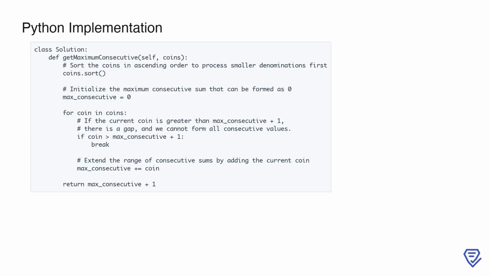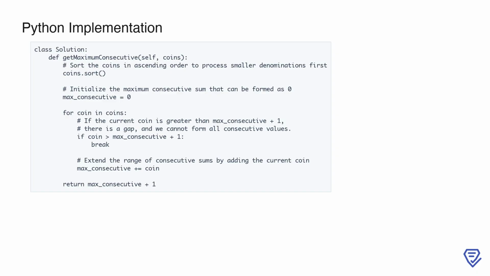3. Iterating through coins. The algorithm iterates through each coin in the sorted list. If the current coin is greater than max_consecutive plus 1, there is a gap in the range of consecutive sums that can be formed. This means it is impossible to form some values, so the loop terminates. Otherwise, the coin is added to max_consecutive, extending the range of consecutive sums that can be formed. 4. Returning the result. After processing all coins, the function returns max_consecutive plus 1, which is the total count of consecutive integers that can be formed starting from 1.